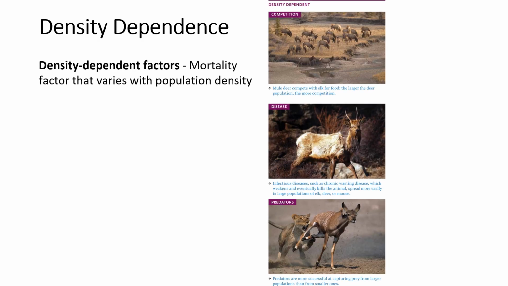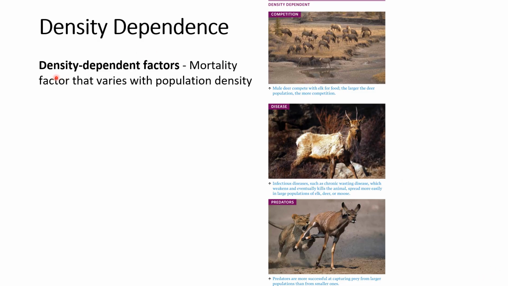Let's now talk about why carrying capacities exist, or the factors that would affect and limit population density. There are generally two types of factors that limit populations. The first type is density dependent factors, meaning that these factors become more of an issue as the population grows and we have a higher population density.